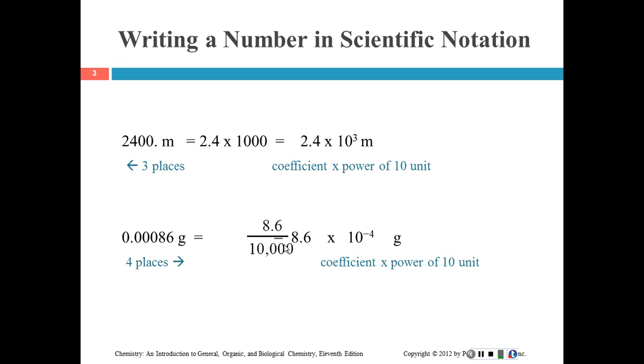So this second one down here that they've got is 0.00086. So 1, 2, 3, 4. I had to move 4 places that time to get to that 1 number to the left of the decimal. So it becomes 8.6 times 10 to the minus 4, because that's how many times I had to move back. Does that make sense? Hope so.